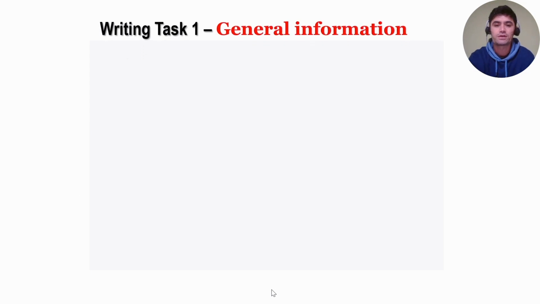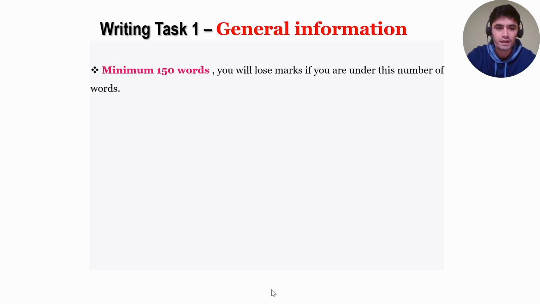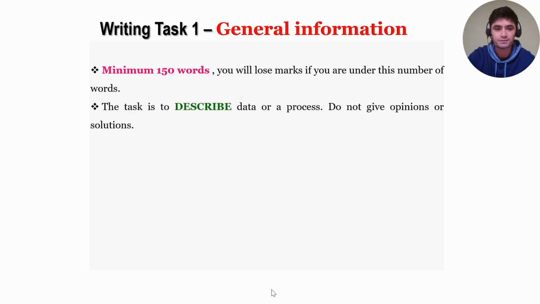Next up, I'm going to give you general information about writing task 1. In writing task 1, you have to write a minimum of 150 words, and you will lose marks if you're under this number of words. You can exceed this number of words, but I don't recommend you write less than 150 words. The task is to describe data or a process. That's why you don't really have to give your opinions, or give a solution to anything.